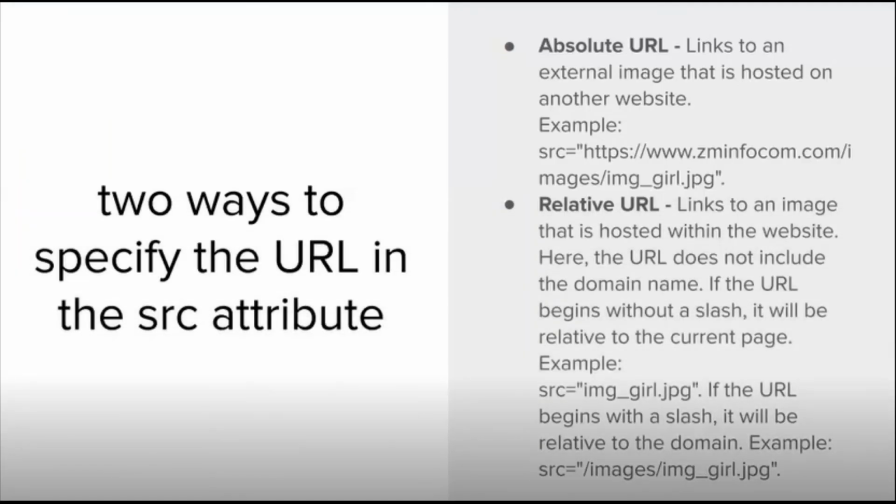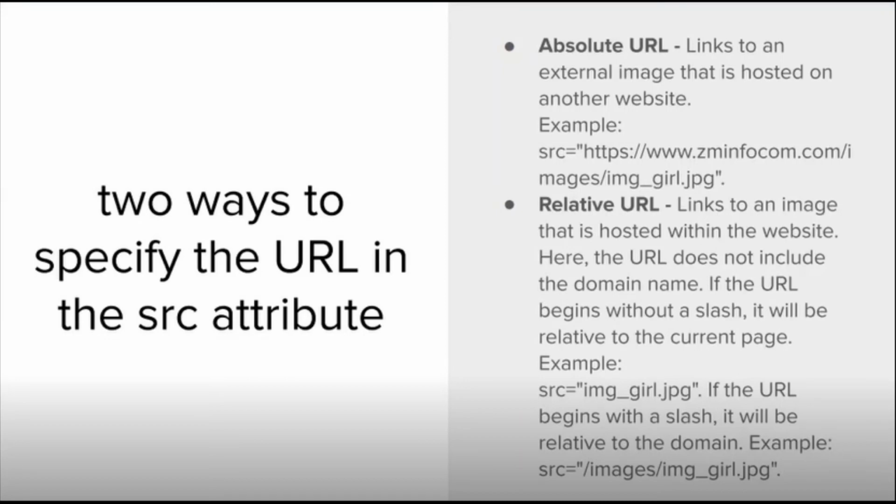So there are two ways to specify a URL in the src attribute. One is the absolute URL and the other one is the relative URL. An absolute URL links to an external image that is hosted on another website. Example, src equals https:// the website name / the folder name / the image name.